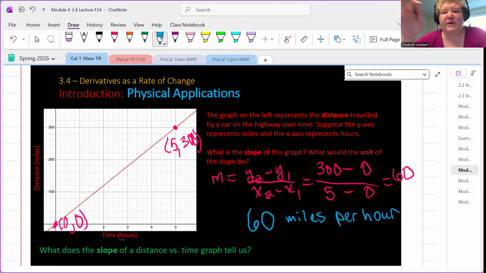But this tells us when we have this distance function, the input is time, the output is how far we've gone, the slope of that graph is the speed, the velocity. Now, those two words are not exactly the same. We're going to focus in on that in a second. But overall with our graph here, slope of the graph is velocity.